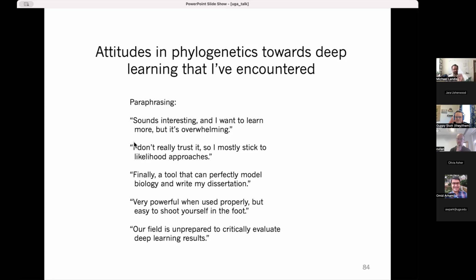Like I have been, and still am to some degree, I don't completely trust it, so I mostly stick to likelihood approaches when they're available, even if it means I have to sacrifice realism for the model.